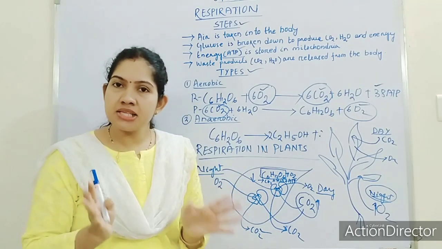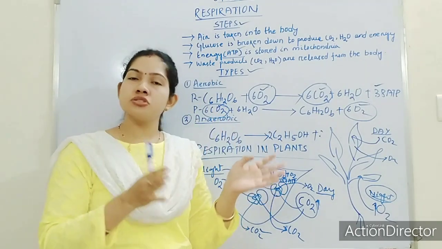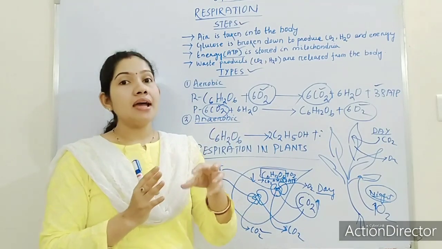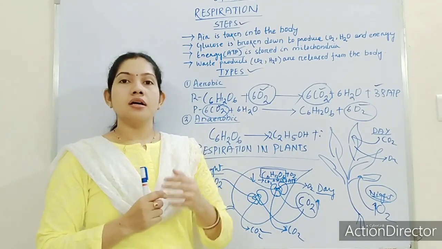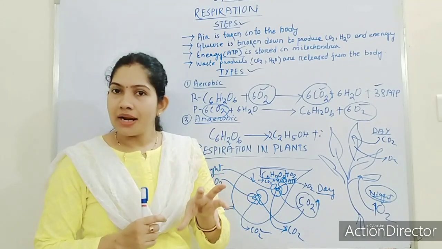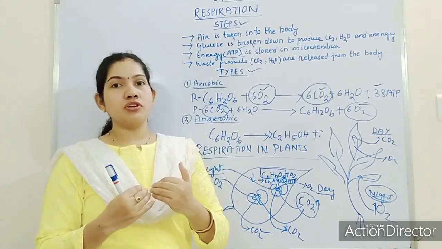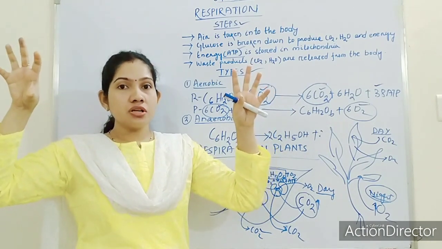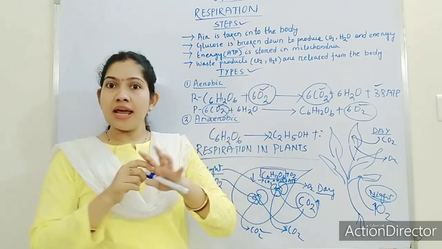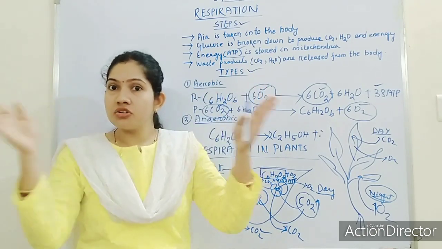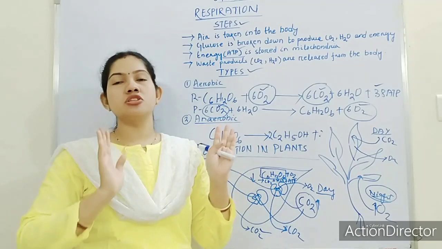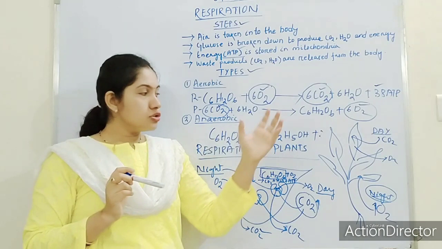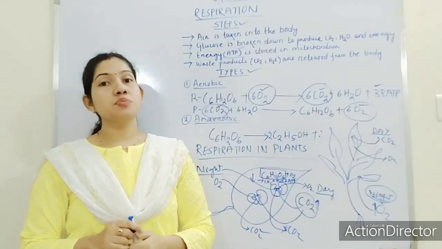So we can simply say that either photosynthesis or respiration that takes place in plants is by the diffusion process. The pores they use are the stomata, and due to diffusion, the concentration gap between the atmosphere and the inside of the plant body, diffusion takes place: carbon dioxide during daytime and oxygen during night. So this is all about respiration in plants.